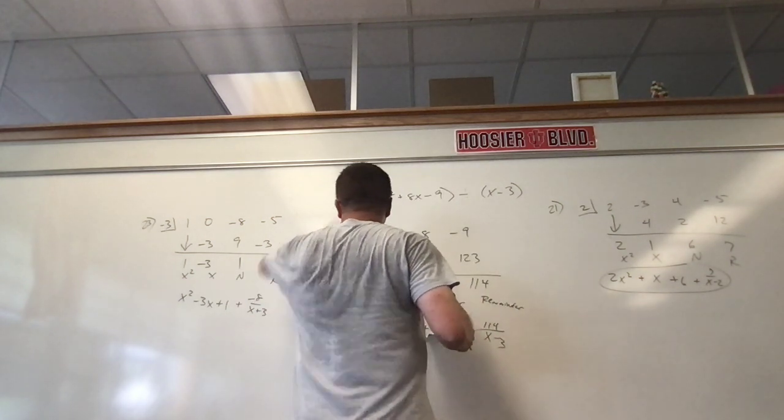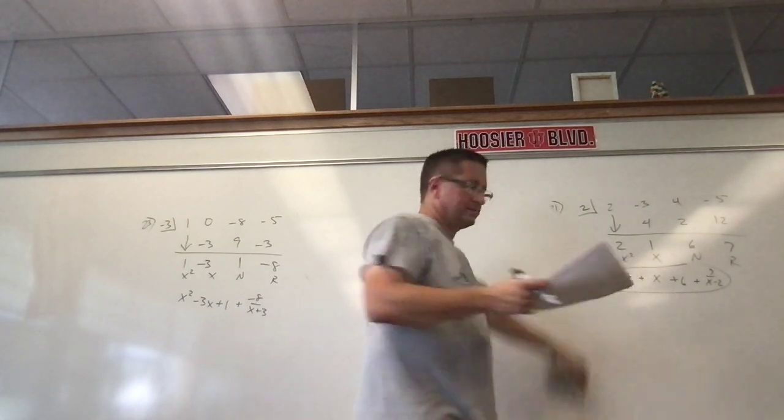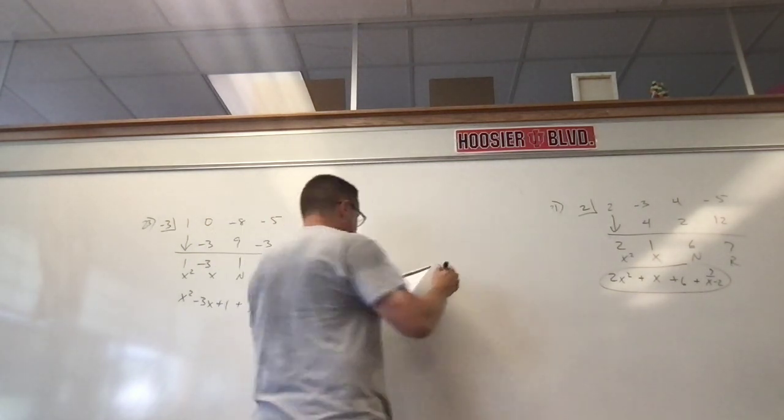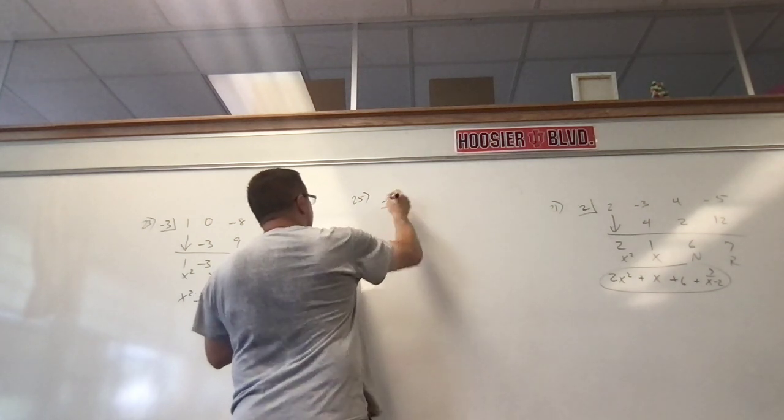Okay, that last question was tricky. This one's even a little more tricky. Okay, same basic concept, but it's a little more tricky. 25, in the box is -2.